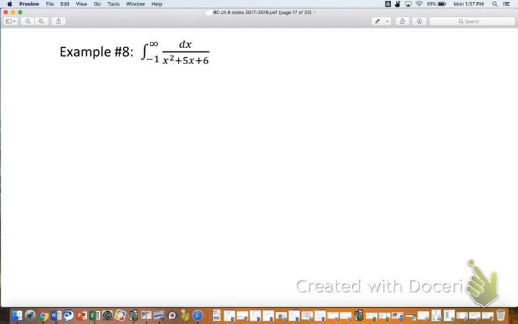So number 8. Again, I want to give you an opportunity to try the bulk of this on your own. You're starting to get these skills in place. Why don't you give it a shot? We'll check your answer in a few minutes.